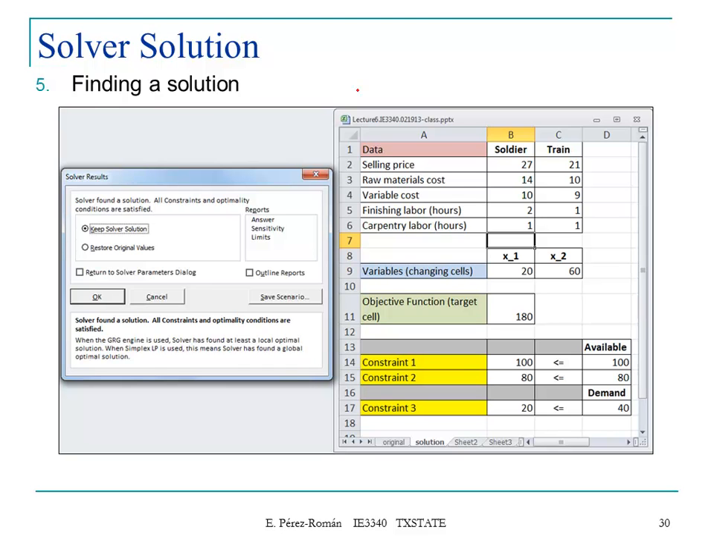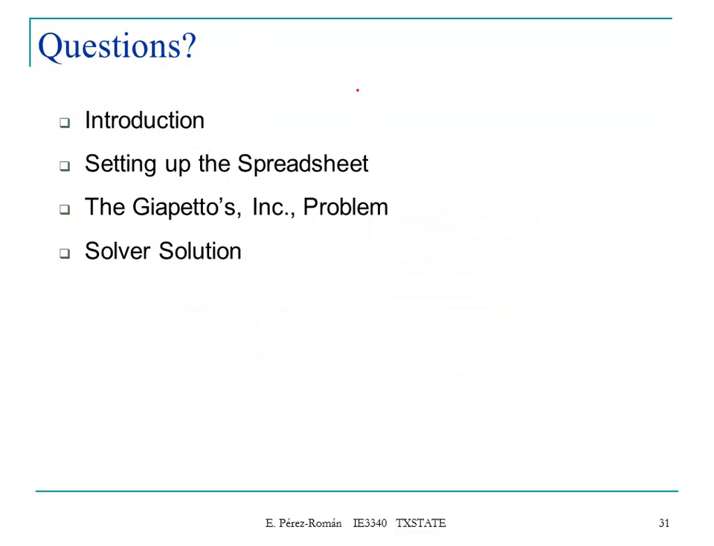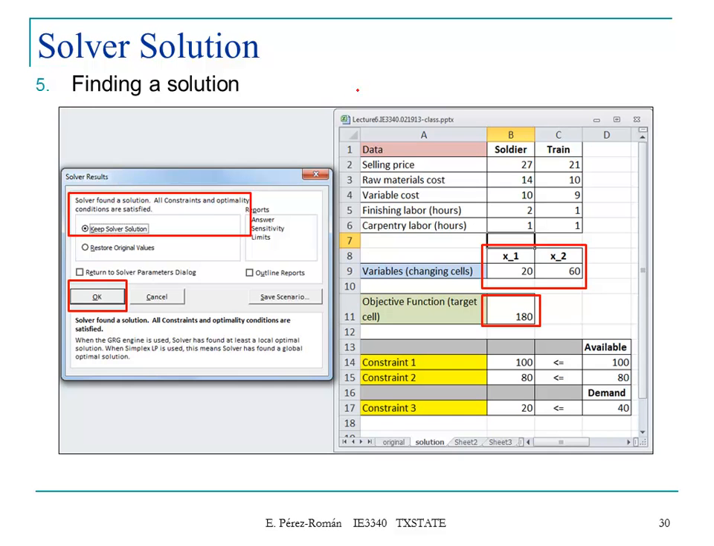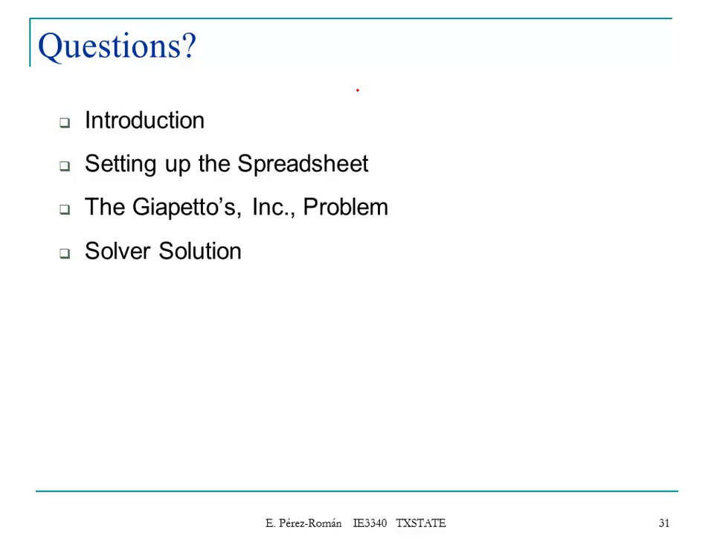Okay, so you have the value of x1 is 20, x2 is 60. So keep the solution, hit OK. You have your objective function values, and also you have your decision variables values. Okay? So that's what we're going to do now in the computer, so you can log in your computers. And let's work on this problem.